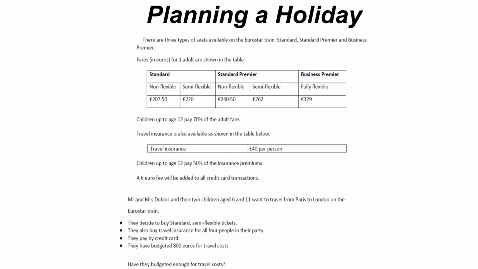www.highschoolmaths.co.uk. Today we're going to be looking at planning a holiday. So this is a little bit of work on real life numeracy skills, and we're going to look at a fairly detailed example here, so I'm just going to jump straight into it.